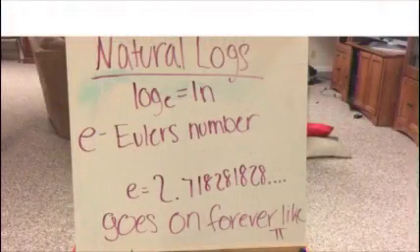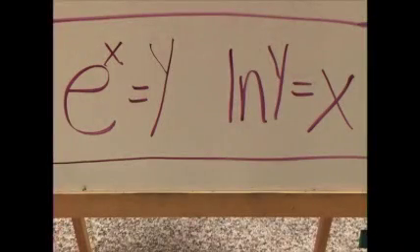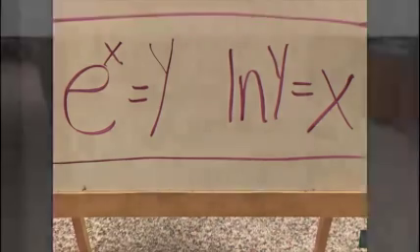Natural log is ln, which equals log base e, as ln is the inverse of e, and e is Euler's number, which equals 2.718281828, and it goes on forever like pi. Now ln uses e and can be solved for back and forth just like log and exponential form. Here's how to go back and forth between the two: e to the x equals y, so ln y equals x. This can be used when solving.